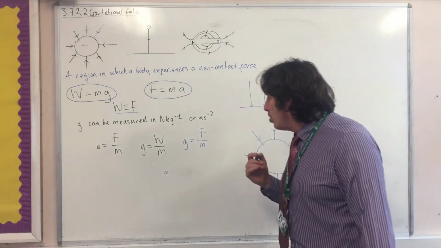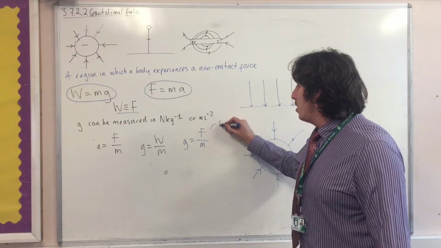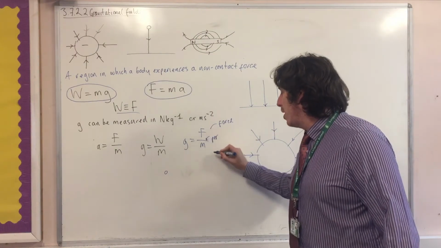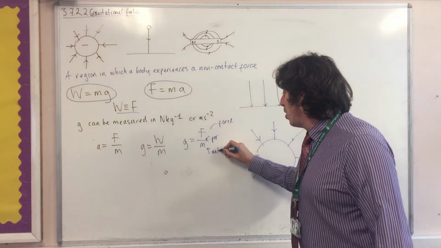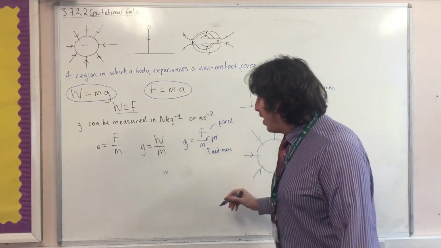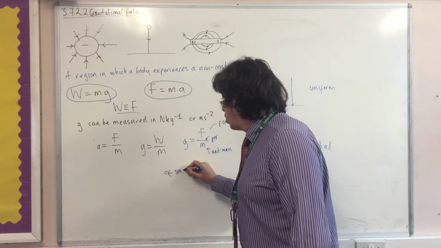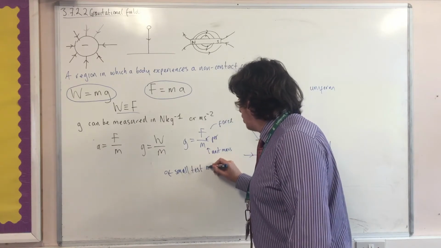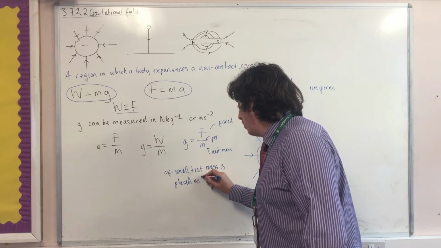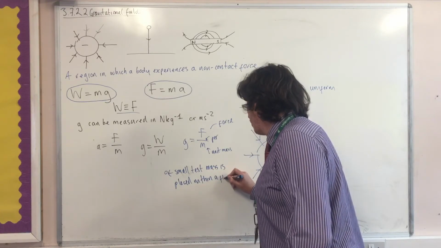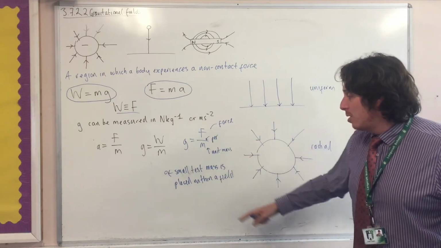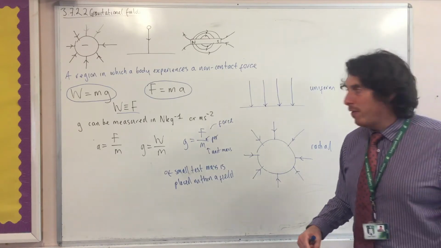If you are asked to define gravitational field strength, it's force per, that's what that solidus line represents, unit mass. But you have to be more specific on that for a second mark, okay? And that is when a small test mass is placed within a field. Okay? So gravitational field strength is force per unit mass for a small test mass placed within a field.